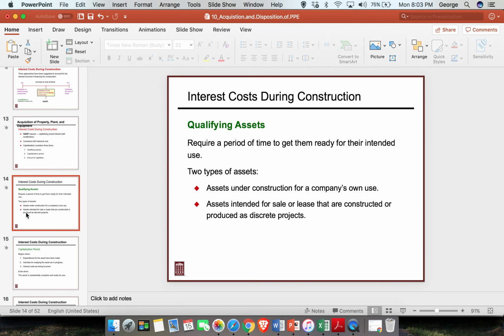All right, so qualifying assets require a period of time to get them ready for their intended use. 2 types of assets. So assets under construction for a company's own use, and then assets intended for sale or lease that are constructed or produced as a discrete project. So that's more like an inventory thing, right? But the first one, assets under construction for a company's own use, we can capitalize at least part of the interest on that.